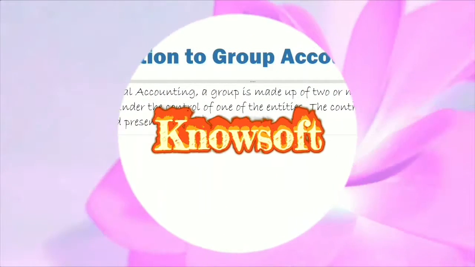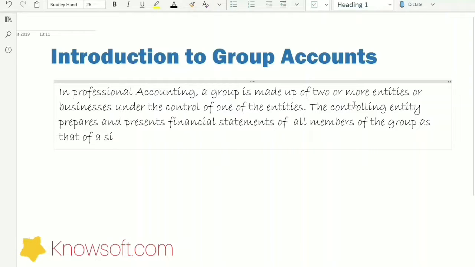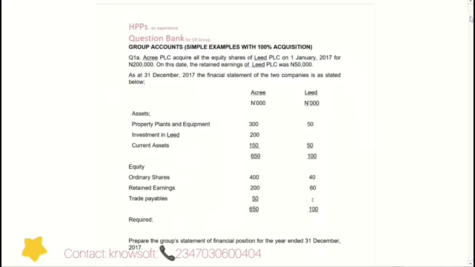Hello, today we want to look at Introduction to Group Accounts. In professional accounting, a group is made up of two or more entities or businesses under the control of one entity. The controlling entity is normally referred to as the parent company, while the controlled entity is referred to as the subsidiary.